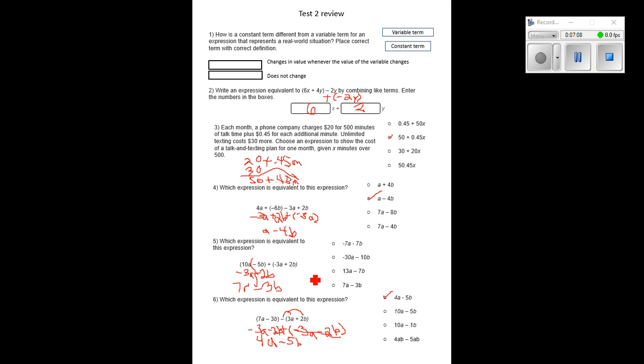Well, I apologize. I never did mark the correct one here. Let's see. This should have been an A, not an R. Sorry. 7a minus 3b, right here. All right, let's go to the next page.